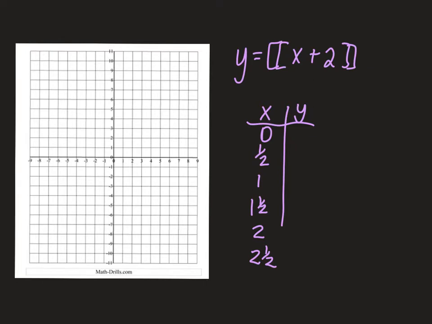All right, here's our next step function. It's going to be x plus 2 inside of the brackets. I'm going to tell you that these are the x's I want you to pick, and I want you to figure out what y's they'll be.